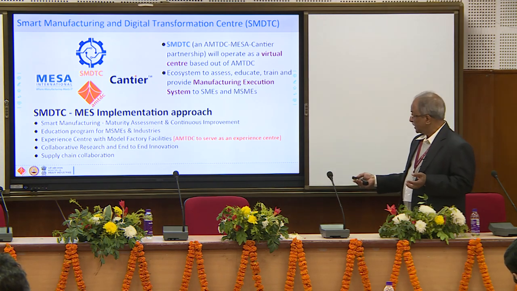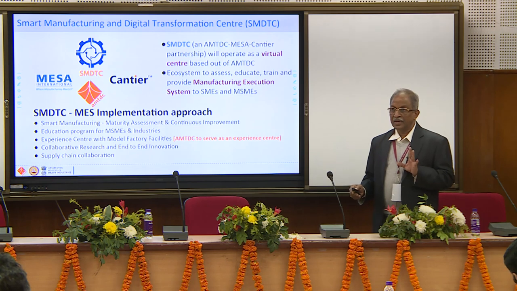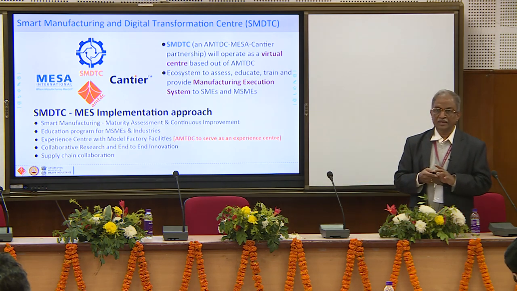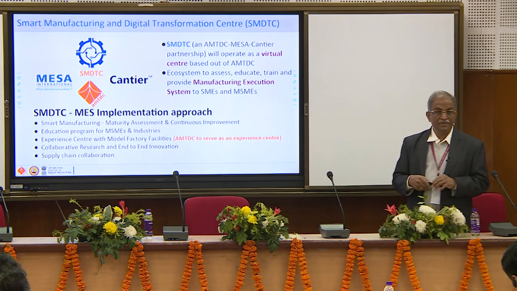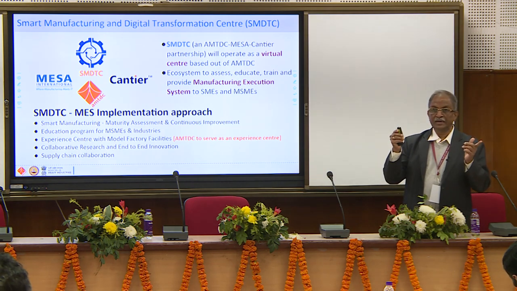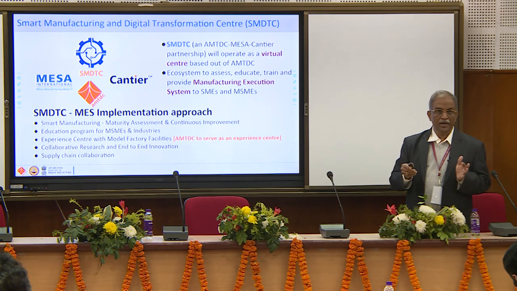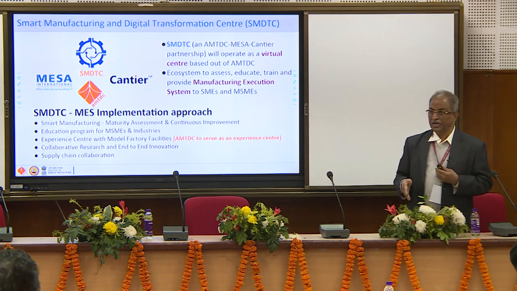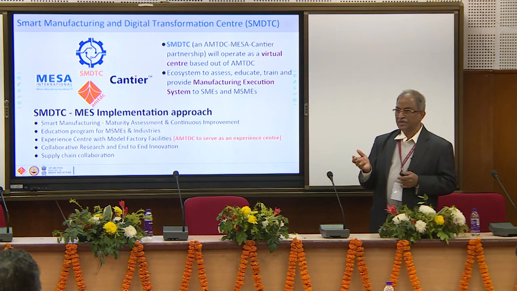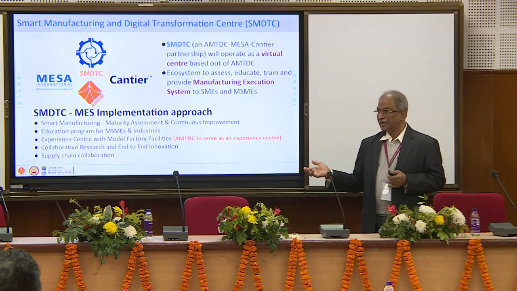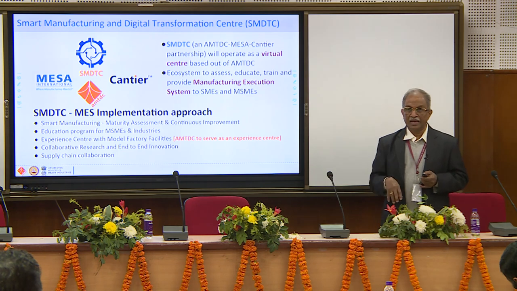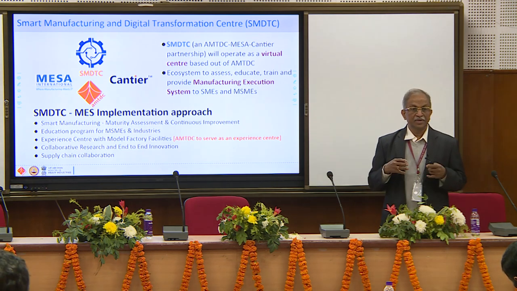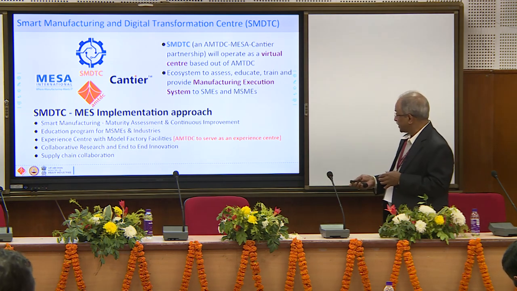I think there are five objectives in setting up this smart manufacturing and digital transformation center. One is, first, to assess the maturity level of industry. I told you maturity 1 is smart manufacturing, and below 1 is less mature. These are questionnaires prepared by many governments, including Tamil Nadu, Karnataka and UP maybe, to assess industries and their capabilities in terms of maturity for smart manufacturing. So that is the first one.